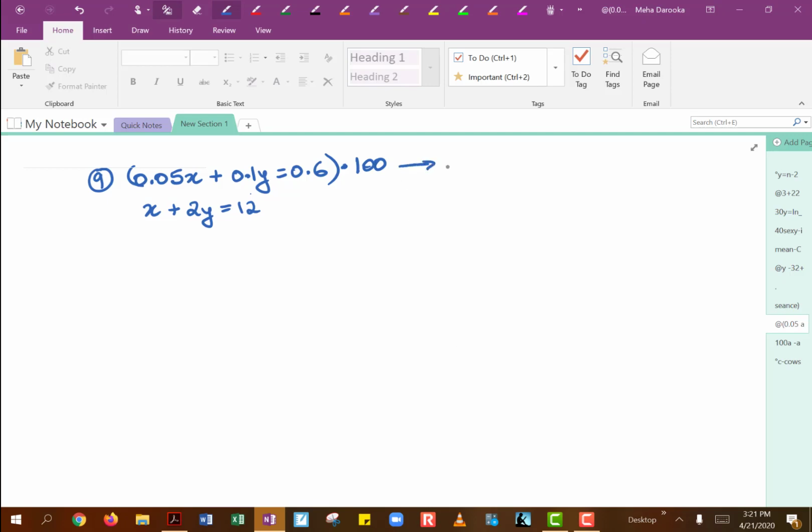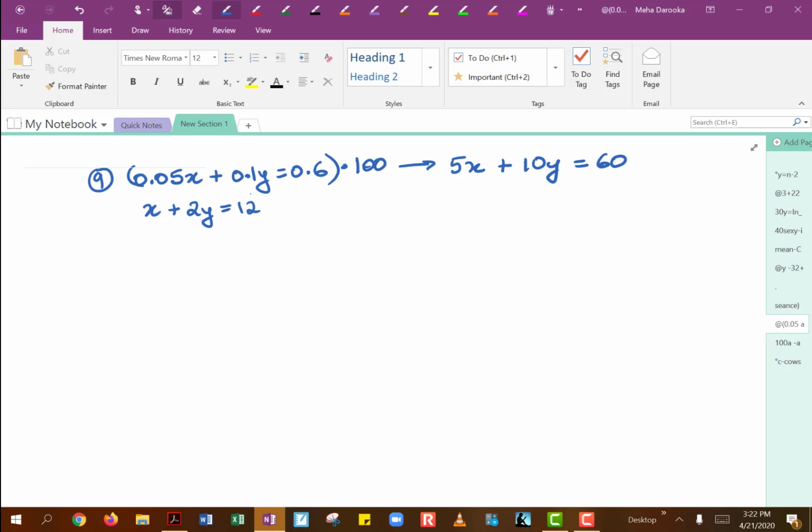So this will end up giving us 5x plus, this will end up giving us 10y, and of course 0.6 multiplied by 100 will end up giving us 60. Okay, so again, we're multiplying it by 100 to get rid of our 2 decimal places. So once you go ahead and multiply that, you will end up getting 5x plus 10y equals 60 for the first equation. And then of course our equation 2 is x plus 2y equals 12.